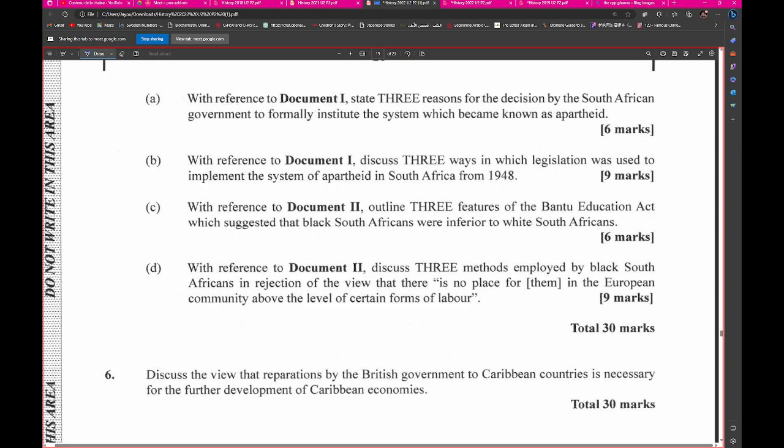Inferiority was a thing as well. The Bantu Education Act was designed to provide inferior education to black students. The curriculum was limited to basic skills, manual labor and menial jobs, as we could state or reference in document 2. So it's all about that. I think it was part of a broader strategy to limit educational opportunities for all Black South Africans and preserve white dominance.